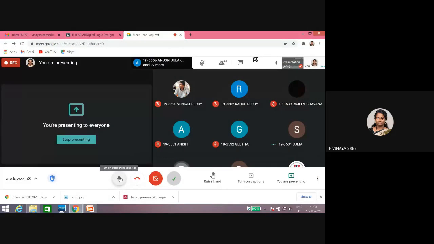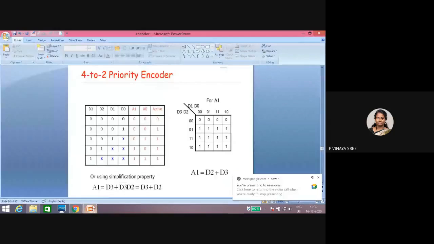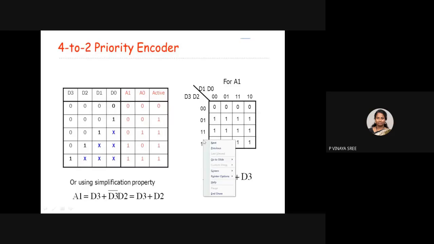Understood how, from the priority encoder, we have generated a K map for A1? So everyone understood where we are placing ones? Yes, ma'am. Okay. In this case we placed ones. Now we need to go for grouping.